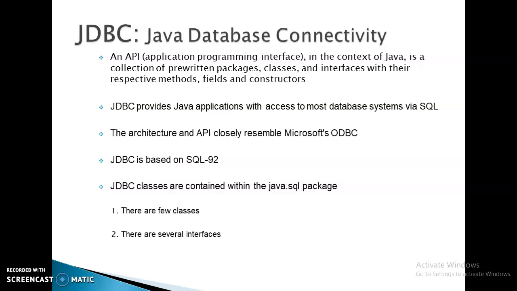JDBC, Java Database Connectivity. What is it? It stands for this, an API stands for Application Programming Interface. What is API? API is nothing but a collection of pre-written packages, classes, interfaces, with their respective methods, fields, or constructors. So what is JDBC? JDBC provides Java applications with access to most database systems by structured query language.